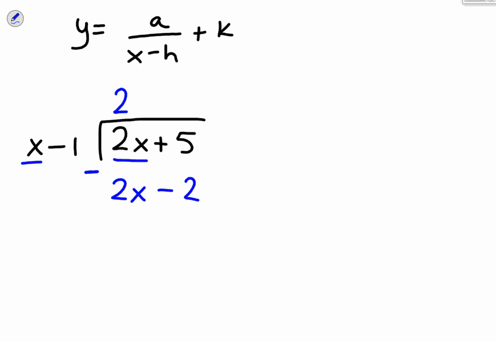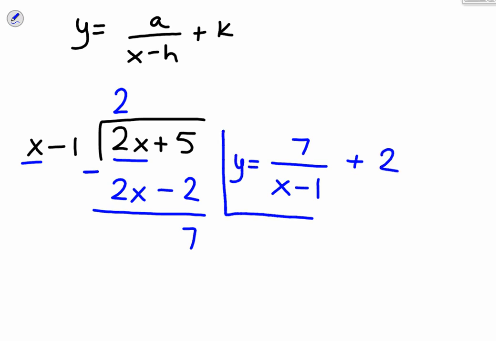Then we subtract these two expressions, so 2x minus 2x is 0x, so we're done with the x. And 5 minus 2 is 7. We cannot divide that 7 again by x minus 1 because there's no more x. And then we have our answer plus 2. So this is our standard form. Now with this, we can figure out where our asymptotes will be.